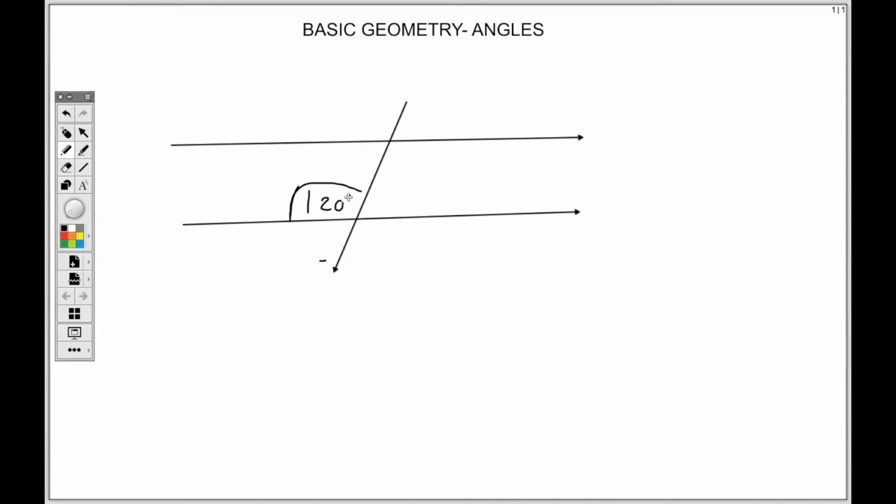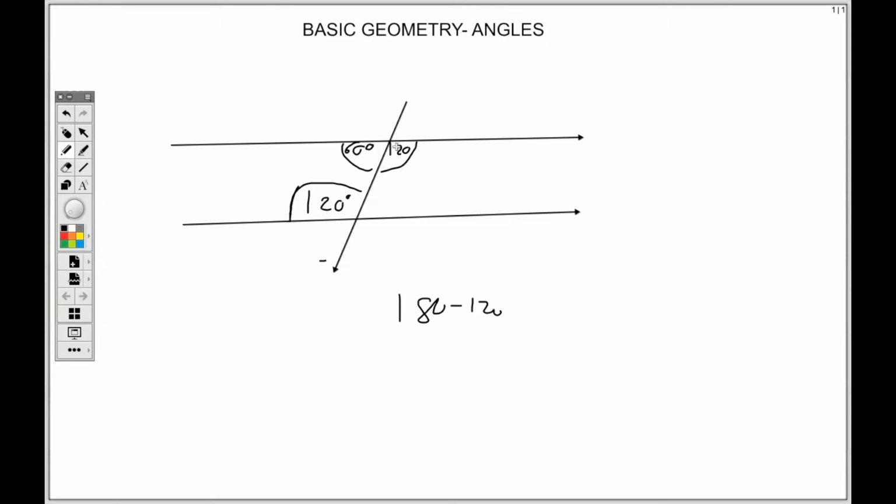If here is 120 degrees, based on the information I've given, then it means that this is also 120 degrees. And if here is 120, we can see angles on a straight line have to give me 180. So if this is 120, I will just say 180 minus 120, and that will give me 60 degrees.